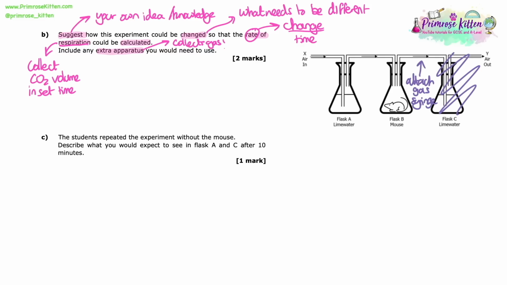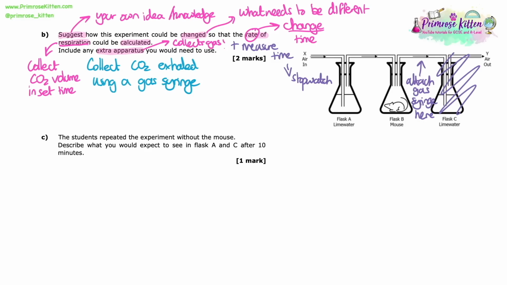So my first thought would be to attach a gas syringe to that tube that's leading out of flask B, so we don't need flask C anymore, and we would attach a gas syringe there to collect gas coming out of flask B. And any carbon dioxide from the air coming in would have been got rid of through flask A, so that we're measuring the volume of air being breathed out. We need to measure the time as well, so we need some kind of timer or stopwatch.